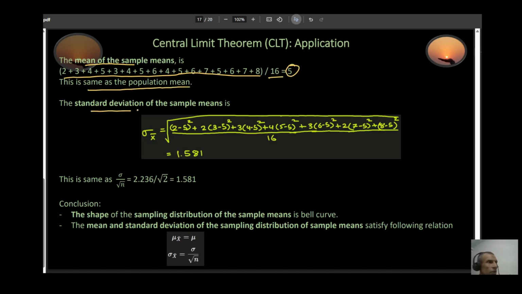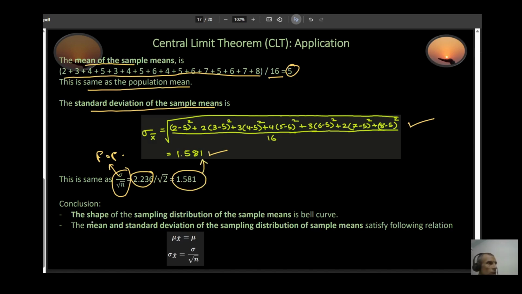The standard deviation of your sample means is going to be this right here. You can calculate the standard deviation and your answer will come out to be 1.581. So this is the same as sigma divided by root n, and sigma is your population standard deviation. In this case, my n is 2. So population standard deviation is 2.236 divided by root 2, and the answer is 1.581, which is the same as this.